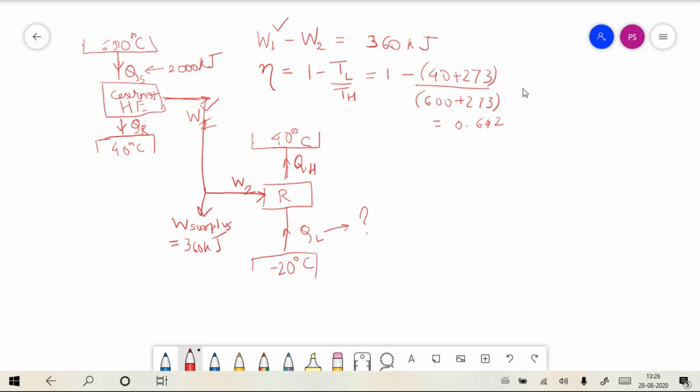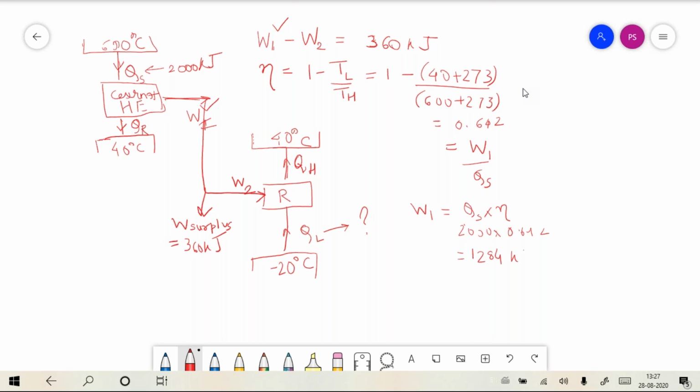See, as I had explained, this is the engine, and the efficiency of the engine is the work output, in this case W1, upon the heat input. So obviously W1 would be QS into the efficiency. QS is given to be 2000, so 2000 into 0.642. That comes to 1284 kilojoules. So you have found W1 now.